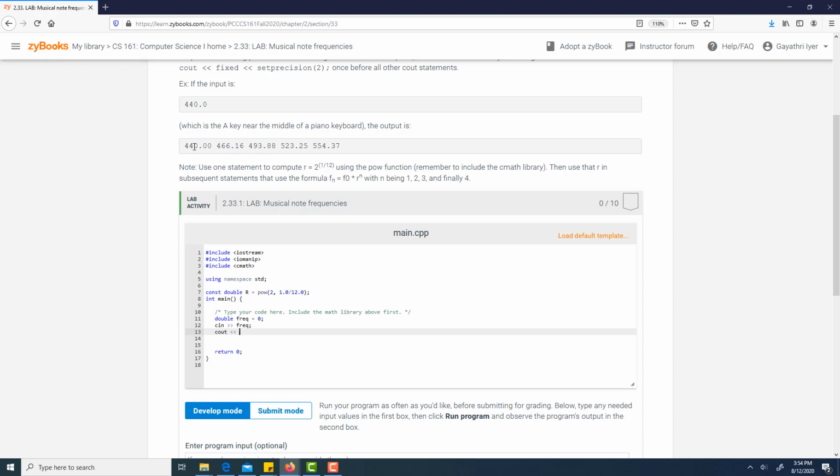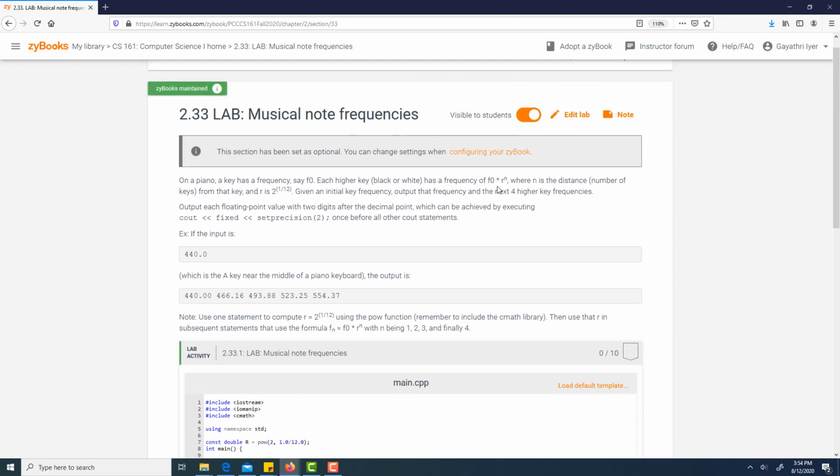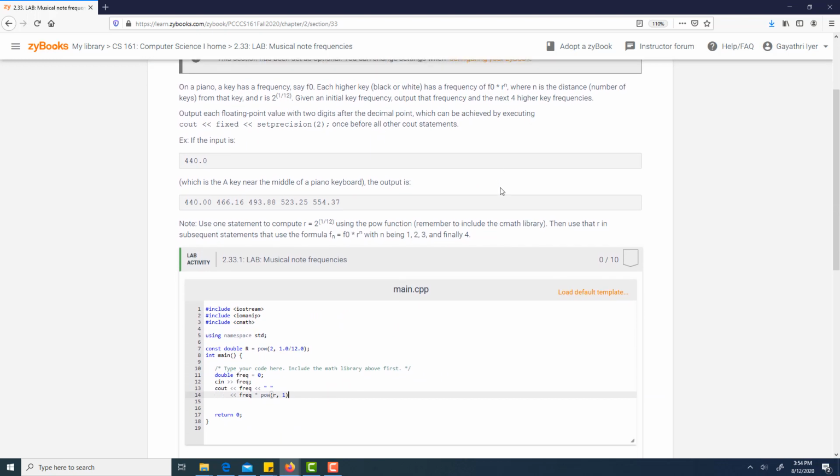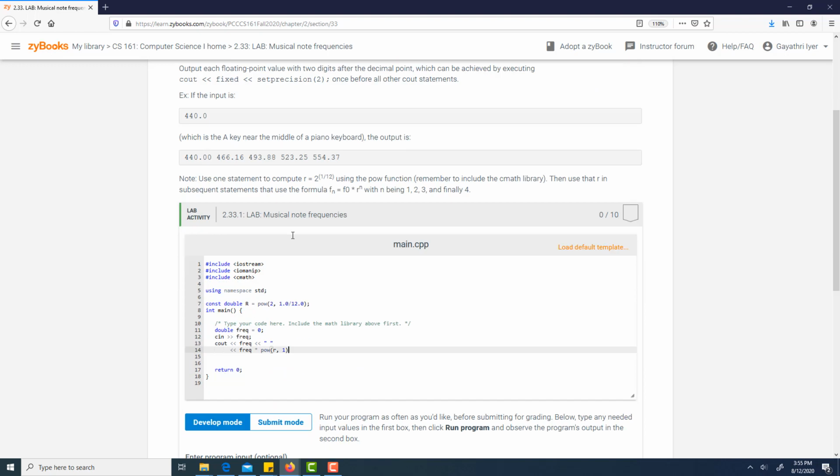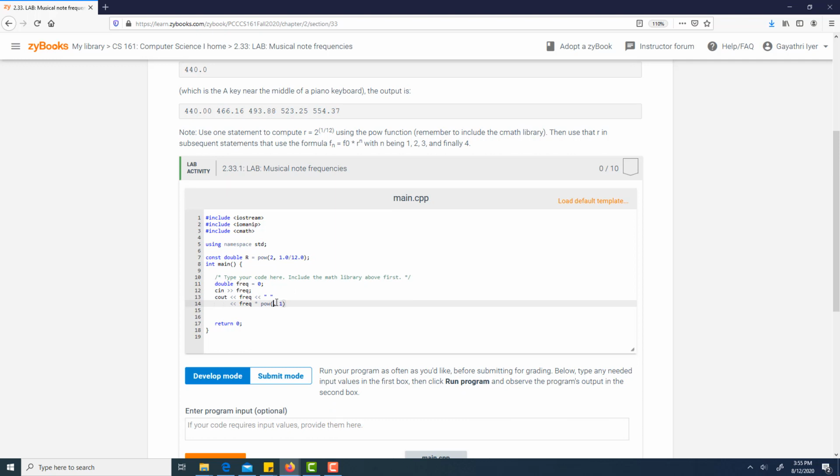The first thing that gets output is the original frequency that the user enters, followed by a space. You can go to the next line and align things. The next thing we want to output after the space is frequency times, again using the power function, R to the power of N. The formula is F0 times R to the power of N. This should be capital R because that's what I said. And a space after that.